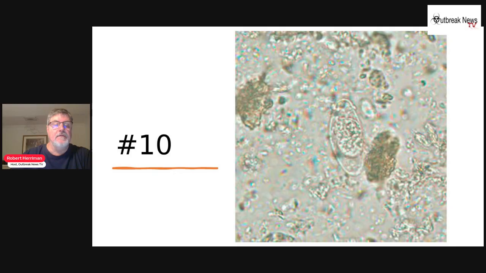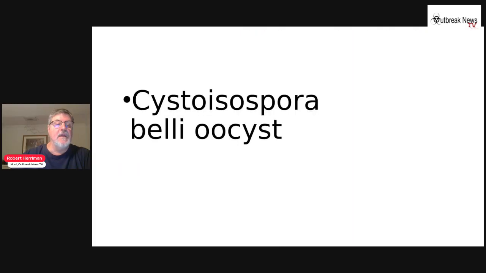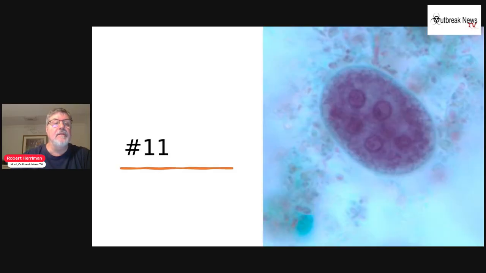Okay, and the unknown parasite is Cystoisospora belli oocyst. Used to be known as Isospora belli. You don't see this very, very often, and it can be stained with acid fast. Next parasite, number 11.